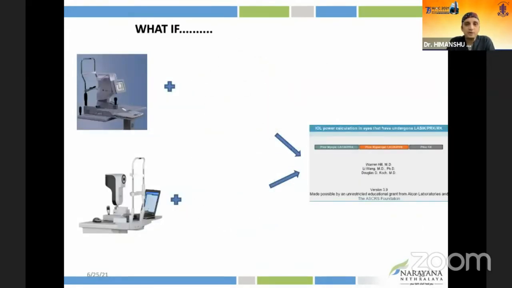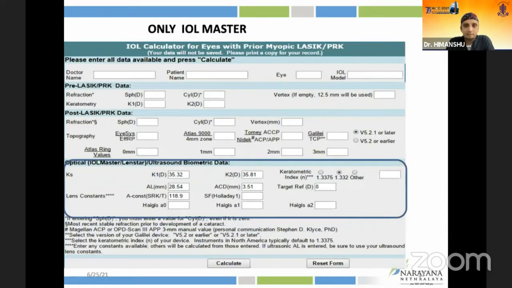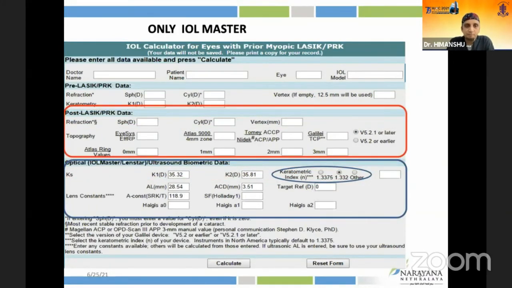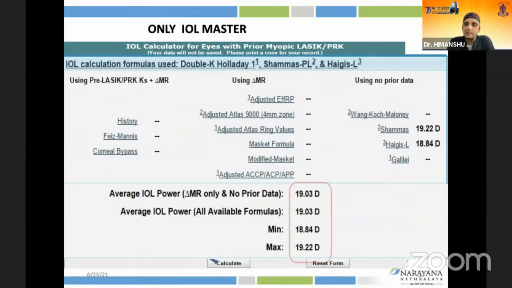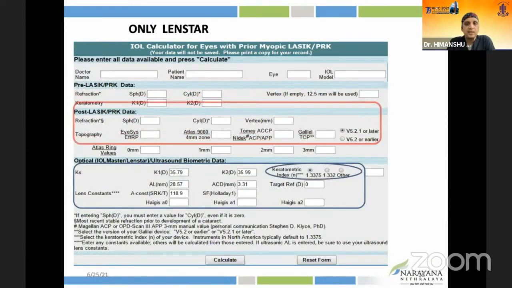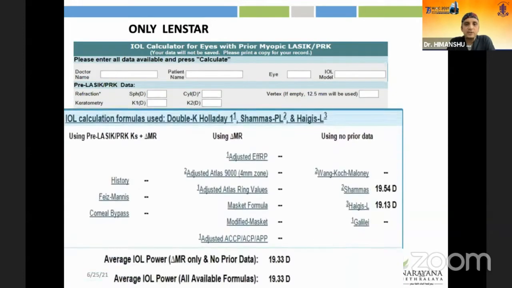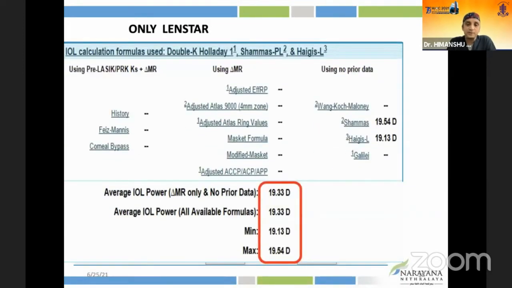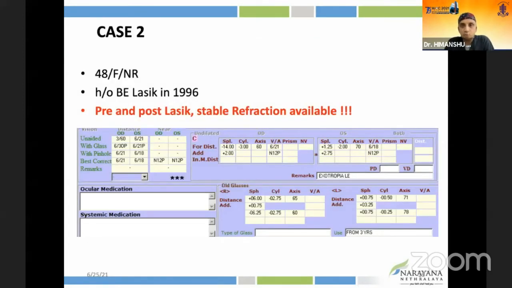What if we didn't have topography at all and we just had the optical biometers? Then if we calculate the lens power with the IOLMaster, with whatever we decided, and see, we have not put any other data anywhere. And if we just calculate, it still gave us the same power. And if we use the LENSTAR in some other setting and follow suit, we realize that we got similar power here. So irrespective of whatever formula or whatever machines we use, if it's done properly, we still can do quite well.